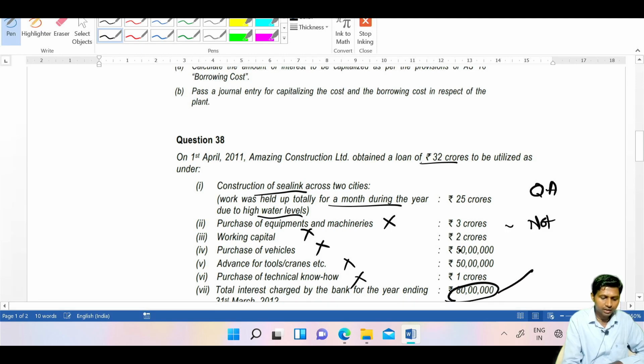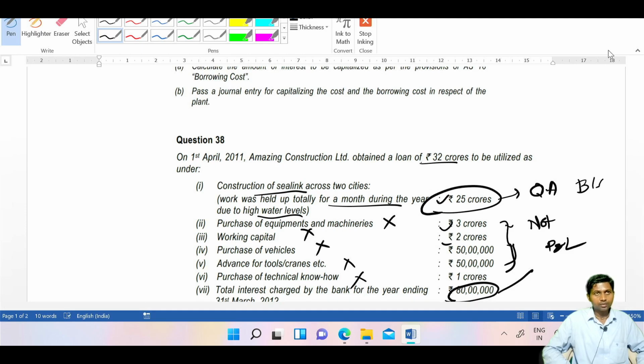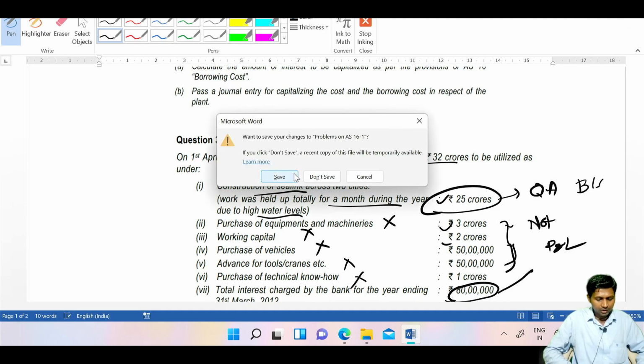Just divide this interest in this ratio. Yes, in this ratio, interest related to 25 crores will be written in the balance sheet, and all of the interest related to all of these will be written in profit and loss. Understood? Very simple. Then after this, my dear students, we have the next accounting standard.